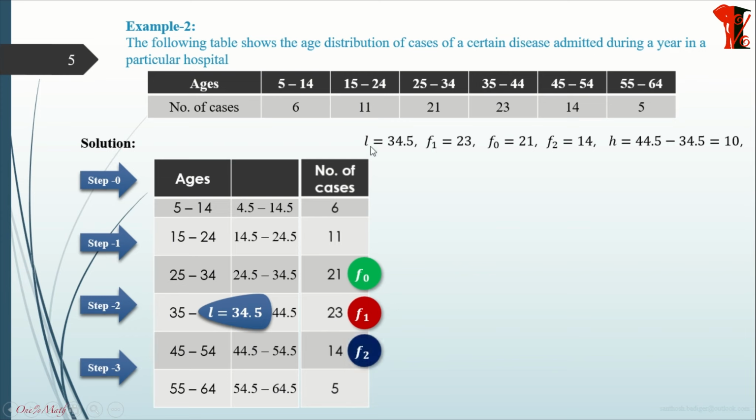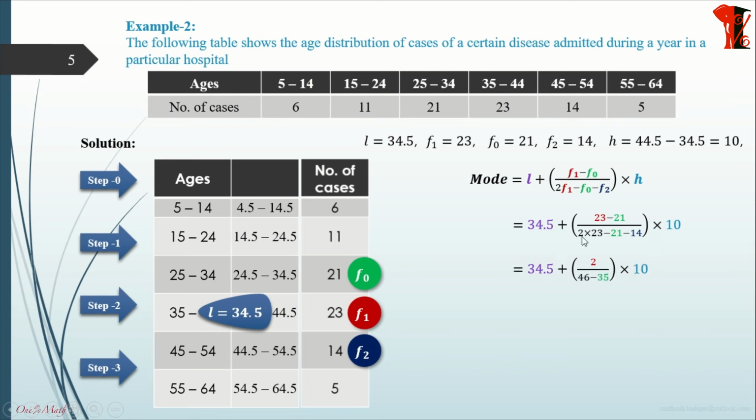Now next, write down all the given things. L is 34.5, F1 is 23, F0 is 21, F2 is 14, and H is 44.5 minus 34.5, which gives you 10. The last step we already know. We are going to do the calculation. First step is substitution. When you have done the substitution, make sure you first multiply 2 and 23, then add these two, because both have the same sign. That's very important. If you make a small error here, the entire calculation goes wrong. So 46 minus 21 minus 14 will be 11.